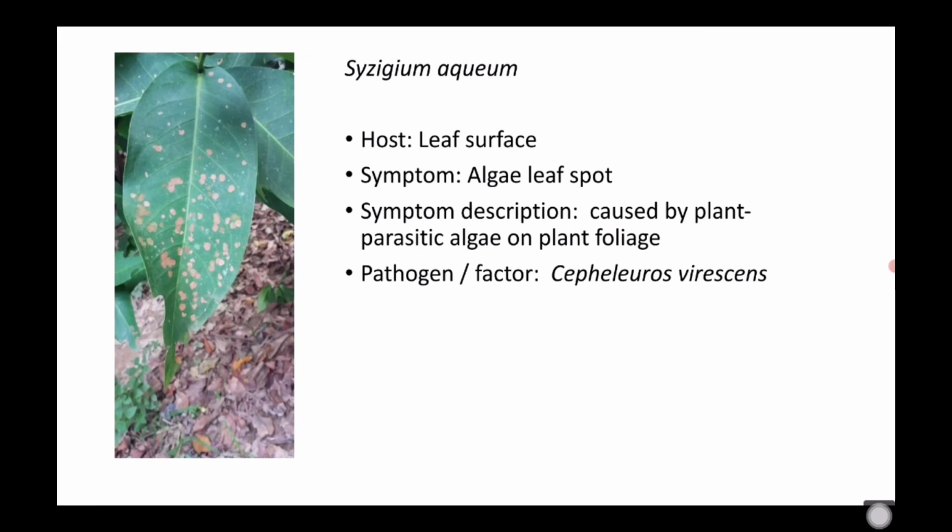The third disease is also from Syzygium equium, with algal leaf spot as the symptom, and the host plant part is the leaf surface. It's usually caused by parasitic algae on plant foliage, with the pathogen Cephaleuros virescens.